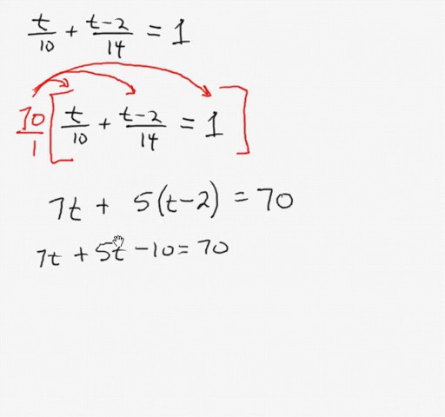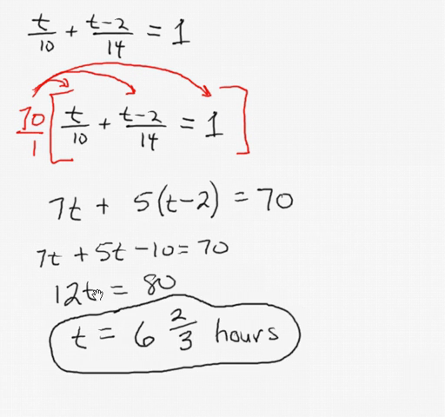Distribute out the 5 to get 5t minus 10. Simplify the t's, so 7t plus 5t is 12t. Add 10 to both sides, 12t is 80. Divide by 12, and it takes time t is 6 2/3 hours.